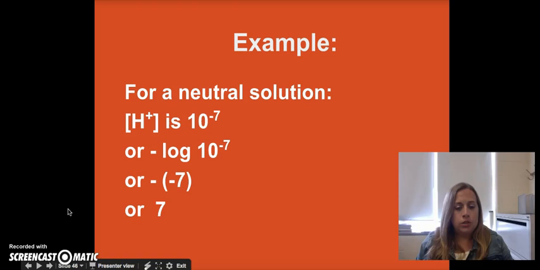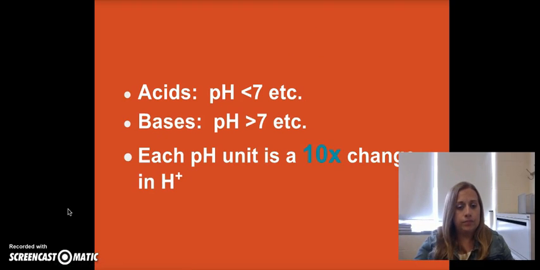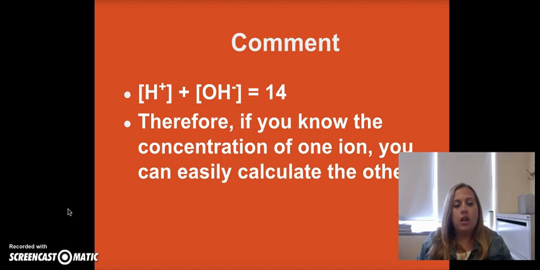So for a neutral solution, you're going to have a pH of 7. Acids are going to be anything with a pH of less than 7, and bases a pH greater than 7. Keep in mind that because we're looking at a logarithmic scale, each pH unit is actually a 10 times change in the hydrogen ion concentration. When you look at the pH and pOH, they should always add up to 14. So if you know the concentration of one of the ions, then you can easily calculate the concentration of the other.